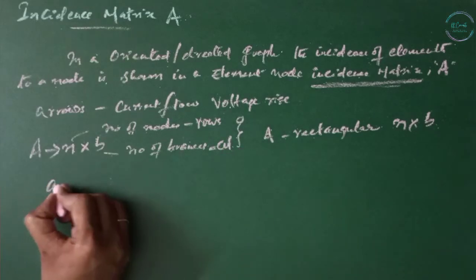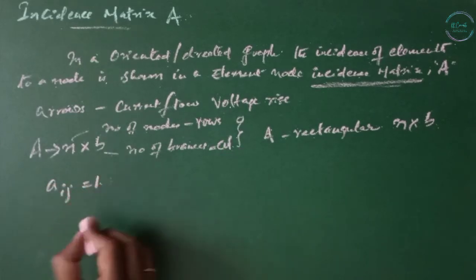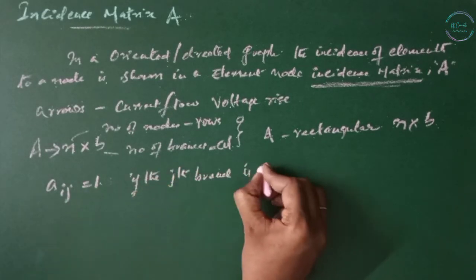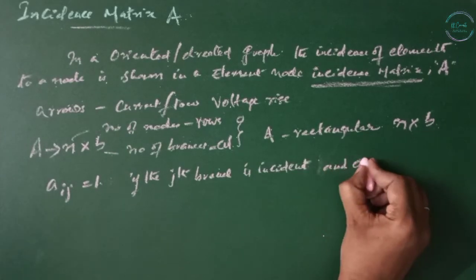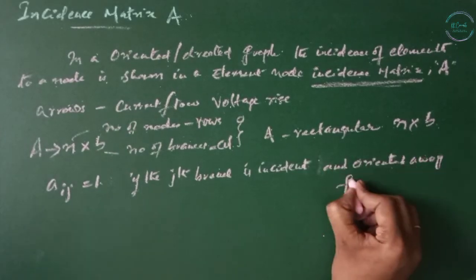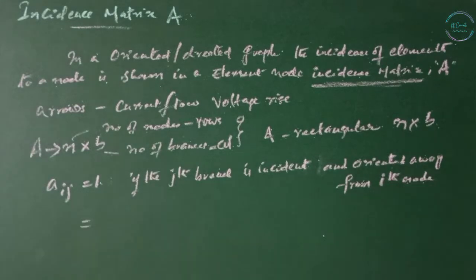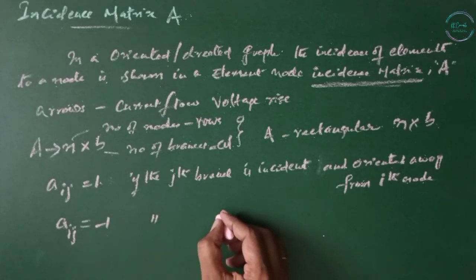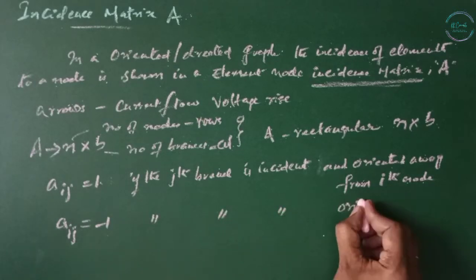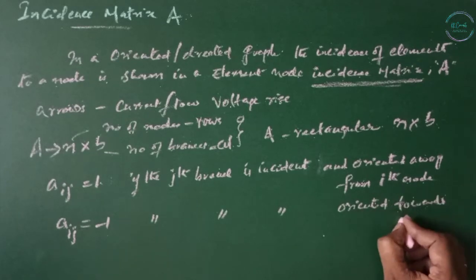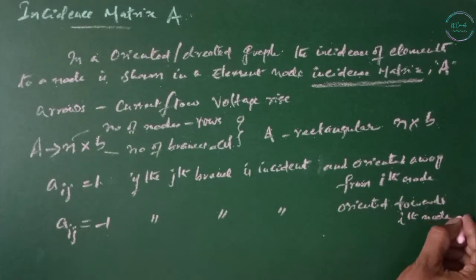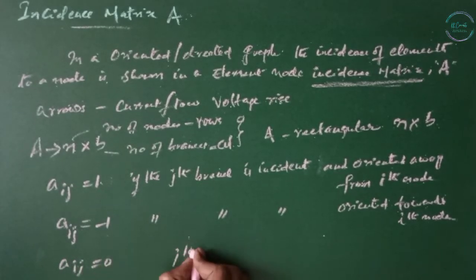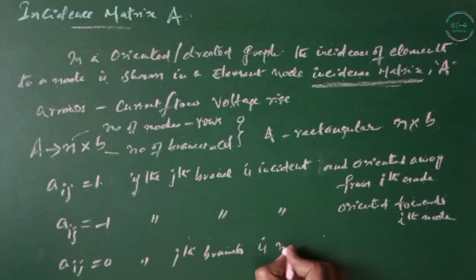An entry a_ij is equal to 1 if the jth branch is incident and oriented away from the ith node, or the entry is equal to -1 if the jth branch is incident and oriented towards the ith node, and a_ij equals 0 if the jth branch is not incident.